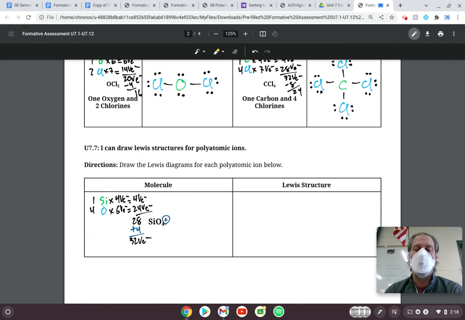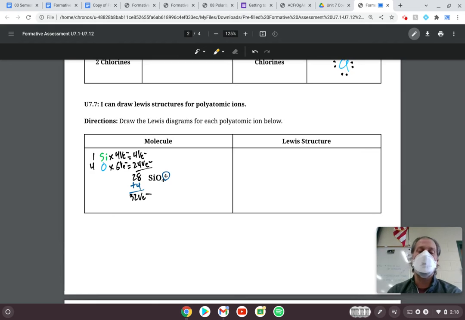All right. The next one, we're drawing polyatomic ions. So we have silicon and oxygen. Silicon has 4 valence electrons. Oxygen has 6 valence electrons times 4, which is 24. That adds up to 28. Because this is a polyatomic ion, it has a charge of -4. The charge of -4 means I'm going to add 4 more electrons to the 28 to get 32.